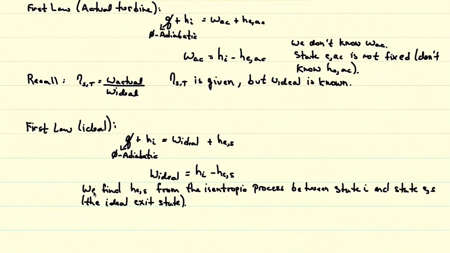Okay? So now, how do we get this isentropic process, or how do we get this ideal exit state? Well, we know from the second law, and I won't go through this derivation. We did this in class the other day. But we know from the second law that our ideal exit state entropy, SE comma S, is equal to our inlet entropy. This is what we mean by the isentropic process. Entropy is constant.